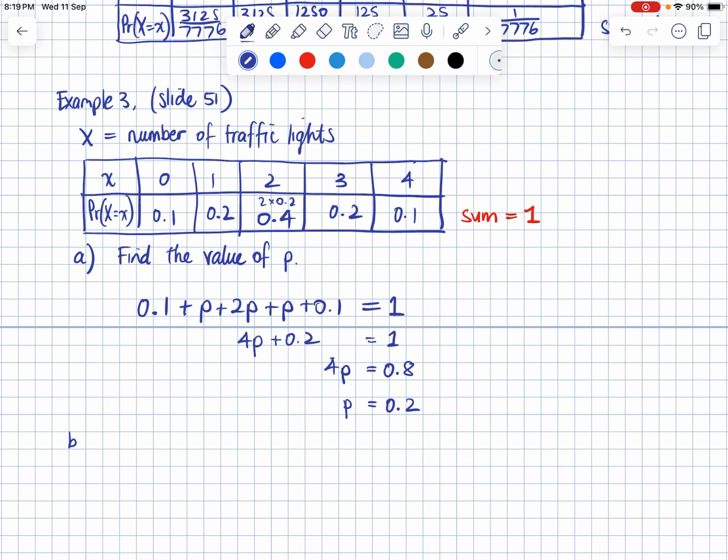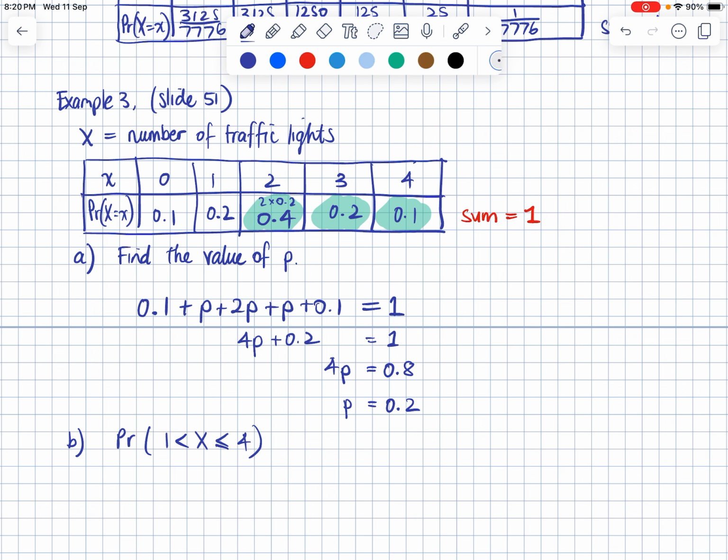Awesome. Part B says find the probability that x is greater than 1 and less than or equal to 4. So what this is asking is: what is the probability that the number of lights that Denny crosses is greater than 1 and less than or equal to 4? Because it's got to be greater than 1, it can't equal 1. So the three probabilities that we're interested in are these three.